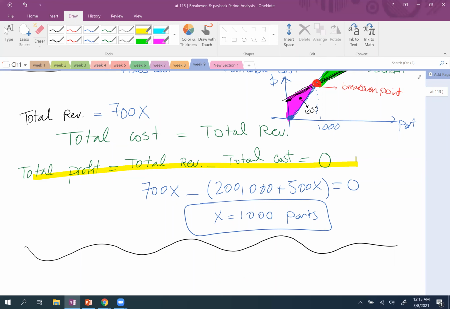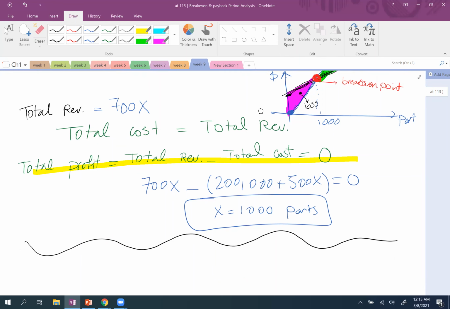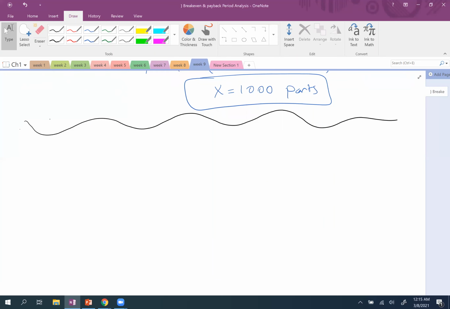The next topic that I want to discuss is the concept of payback period. Payback period, as it comes from its name, is the time that it will take to pay back your initial investment. Let's say I will get some sort of equipment, and I want to know how long it takes to recover that initial investment.